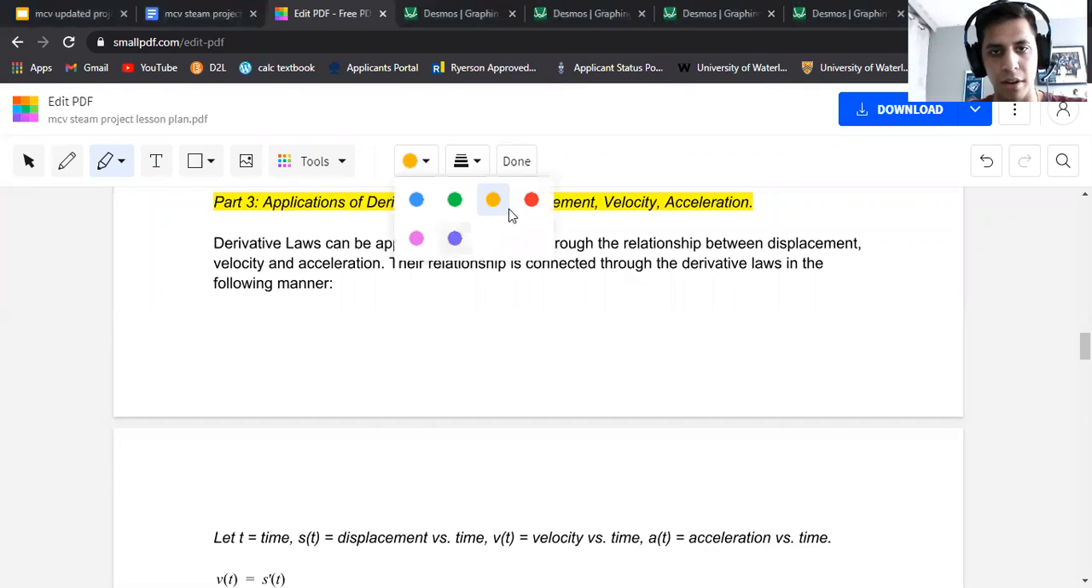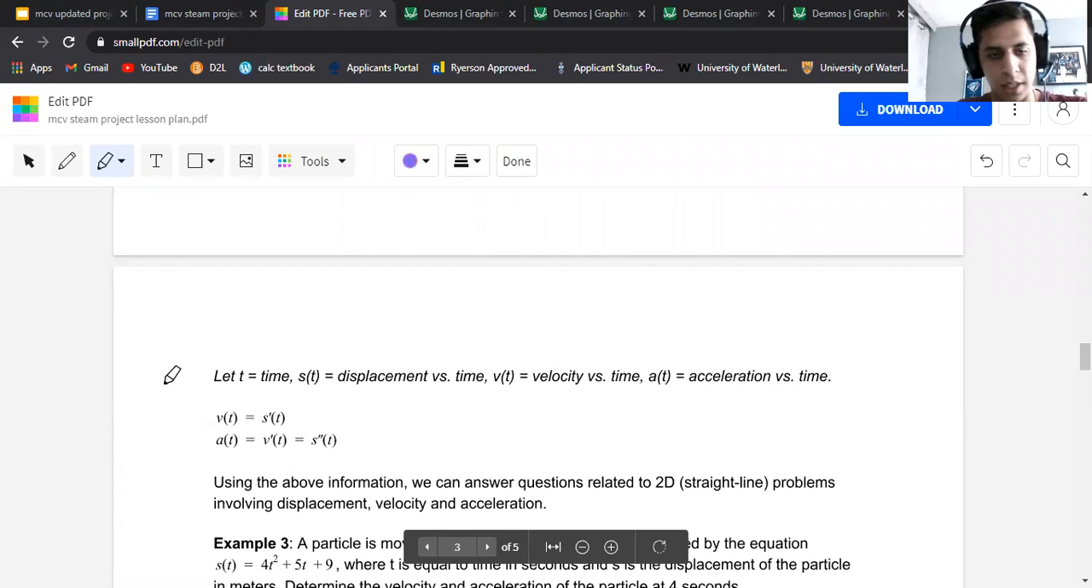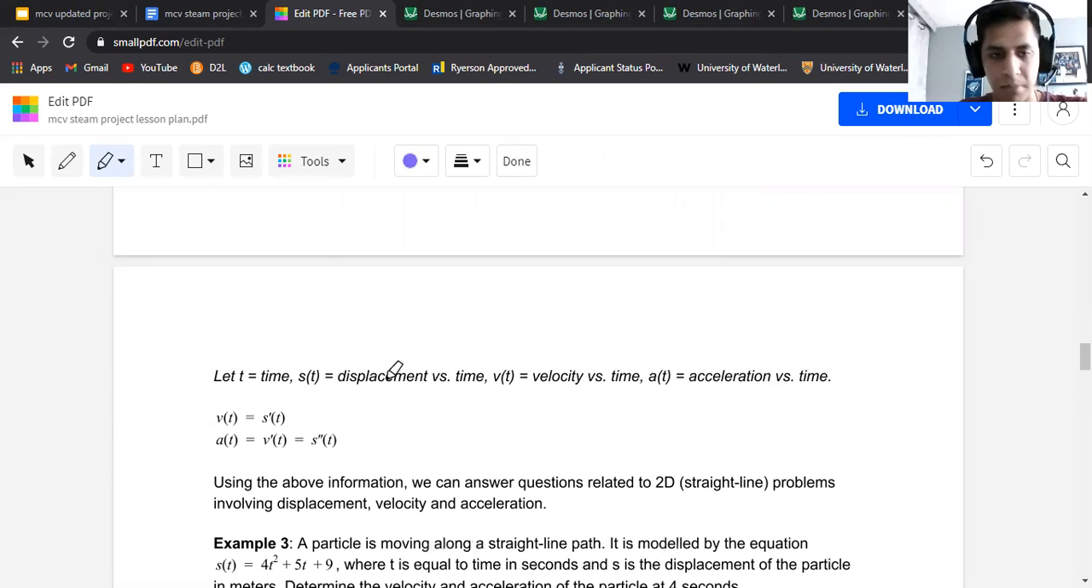So let's get a new color. Let's go purple. Awesome. So as we can see here, the statement: let t equal time. So we know that t in these equations is time. S of t is equal to displacement over time. I always wondered why it was s. Anyways, why is that not just d? V of t is equal to velocity versus time, and a of t is equal to acceleration versus time.